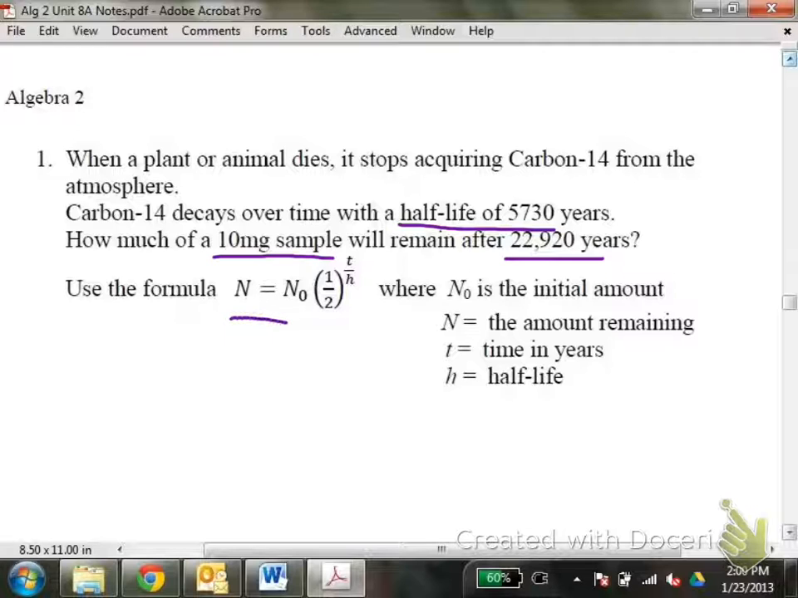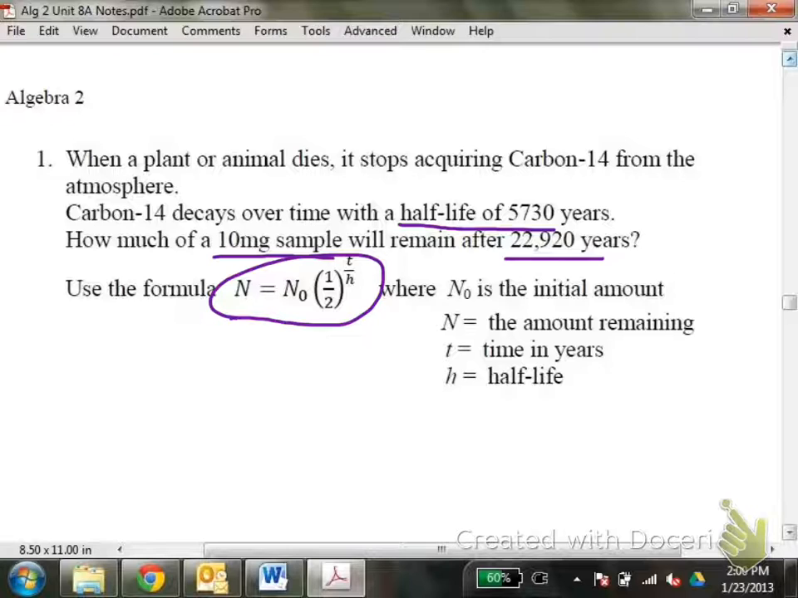Okay, here's the formula that they give you. Notice that it's similar to what I gave you earlier, but the variables are a little bit different. But don't fear, they tell you what the variables are. Okay, so N sub 0 is the initial amount. N is the amount remaining, so that's what we're solving for.